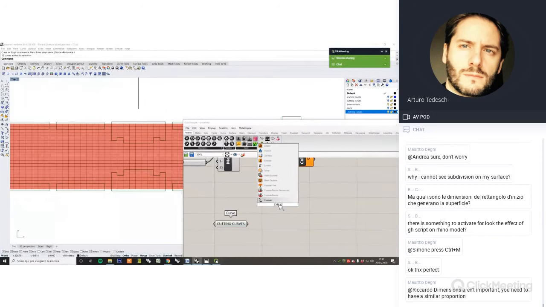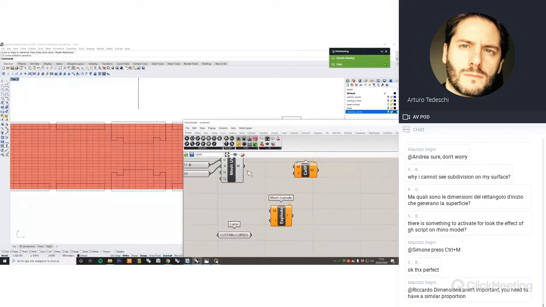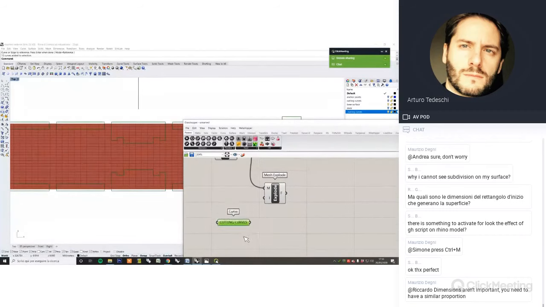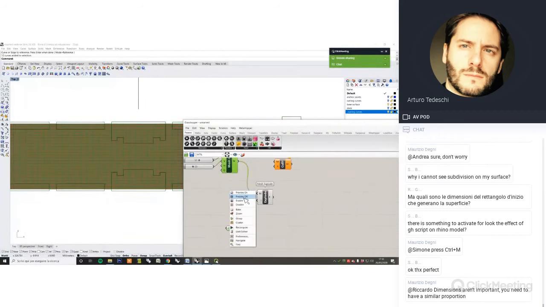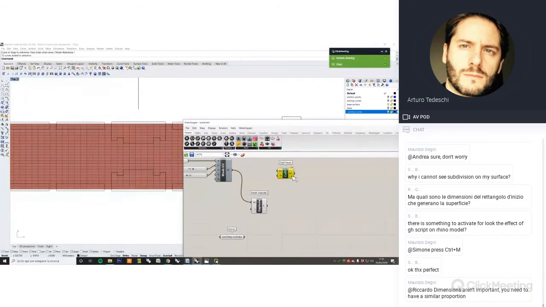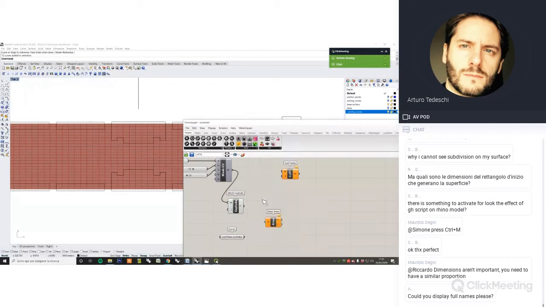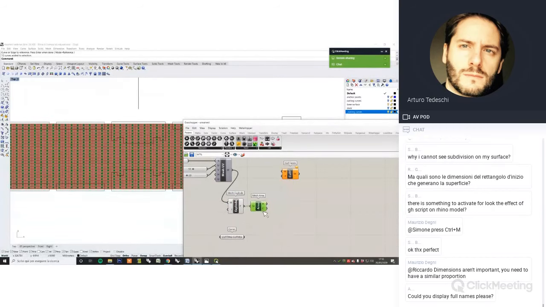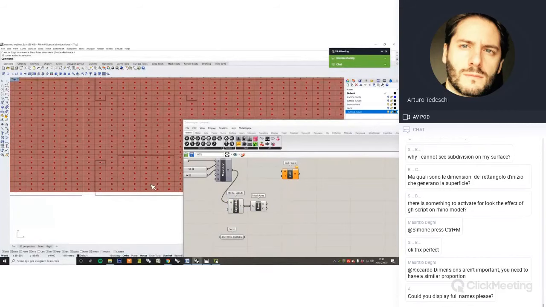We can explode our mesh. So we can use Mesh Explode. When you explode a mesh, it means that your mesh is split into a set of individual faces. And then I'm going to calculate the mesh area. The component Mesh Area gives us the center of each face. And finally, there is a component which is called Point in Curves.